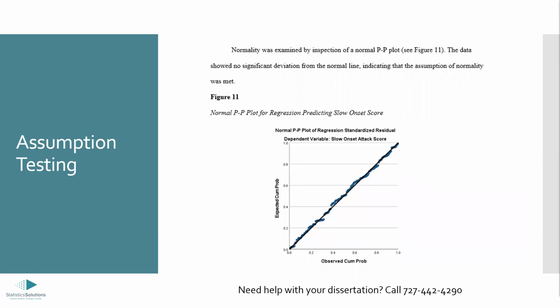So now let's look at some examples of how you might write up the results of assumptions testing. So here we are doing a test for normality using a PP plot. So here we describe how we're testing normality. We make a statement of interpretation of our PP plot. We say that there was not significant deviation from normal. And we state that the assumption was met.